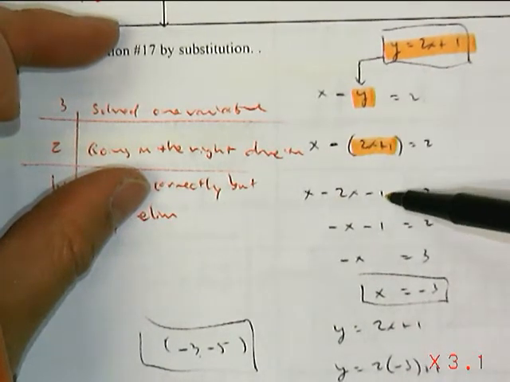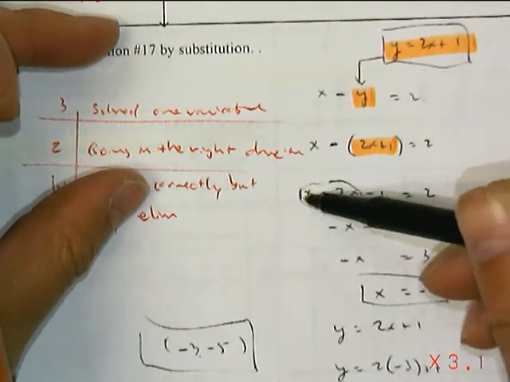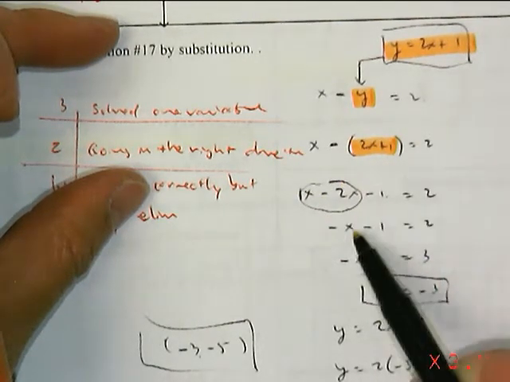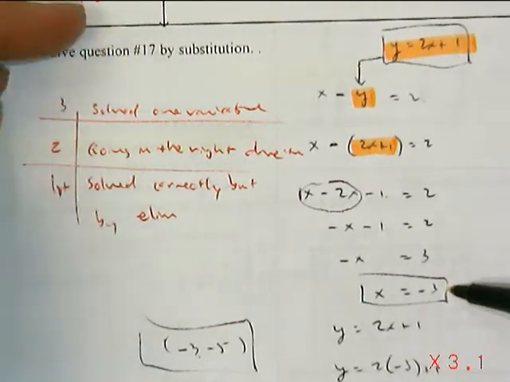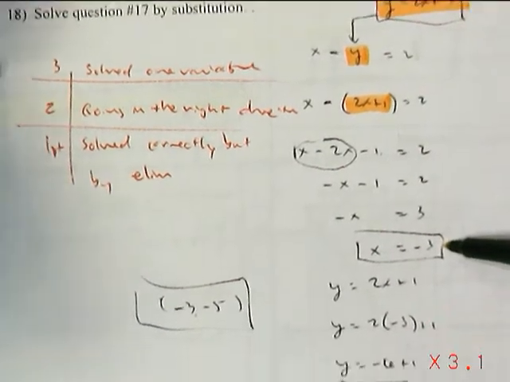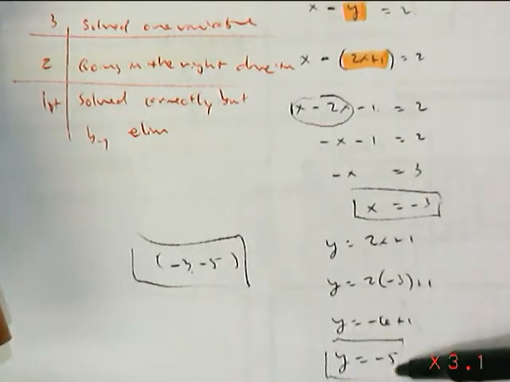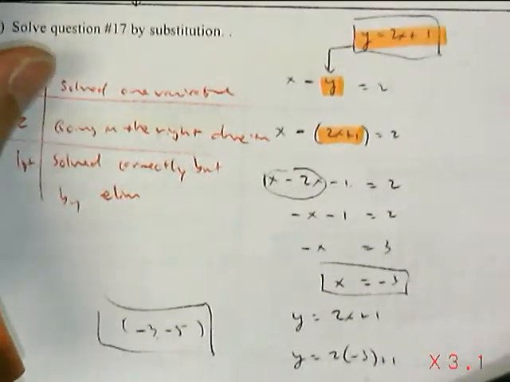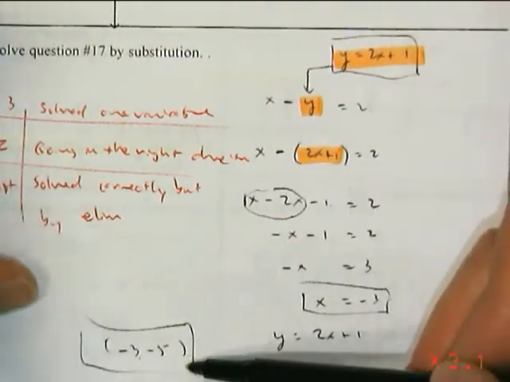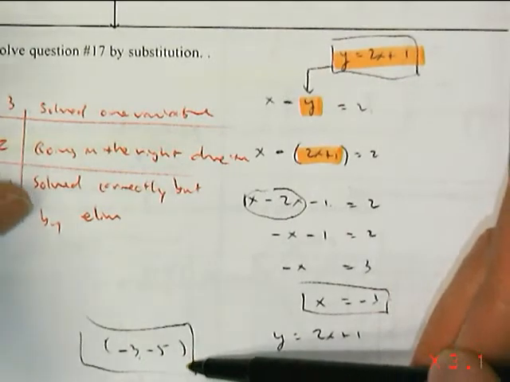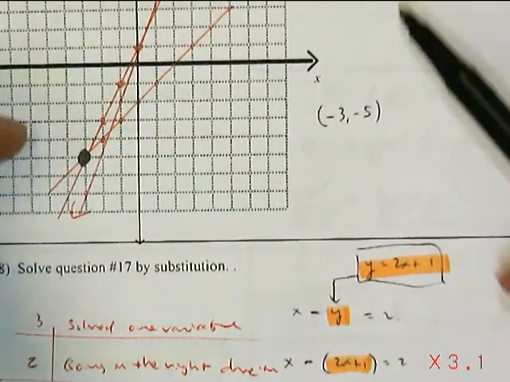Distribute that, we get negative 1. Combine like terms, this is a common mistake right there. This is a 1x minus 2x, which gives you negative x. Add 1 to both sides. You'll get x equals negative 3. And then substitute that into one of your equations, and you'll get y equals negative 5. Now, if you think about it, if you're using the same system, you should get the same answer. And that's why here in 18, my solution is (negative 3, negative 5), and my point of intersection for question number 17 is (negative 3, negative 5).